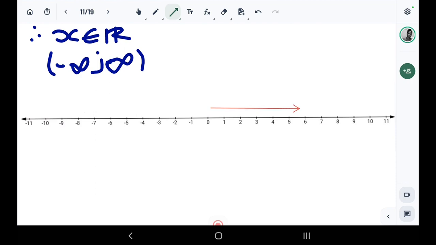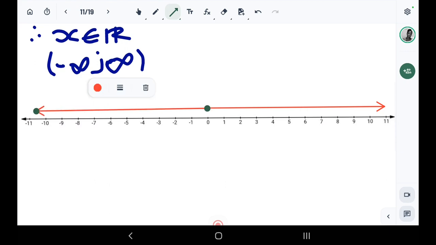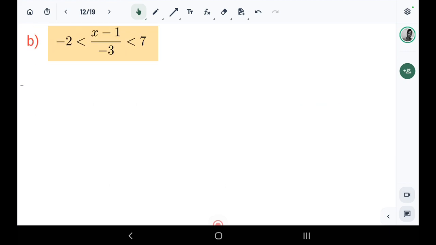You get a line pointing both ways in that number line. This number line is my student. And that's how you represent that in interval notation and on the number line. Next question.